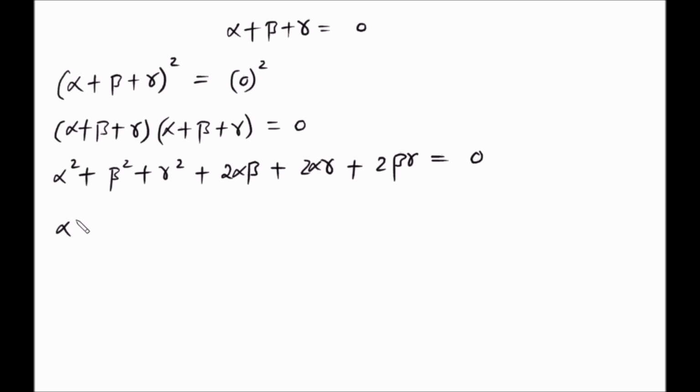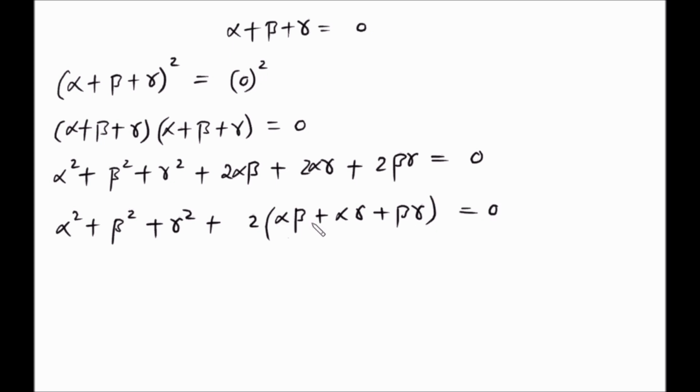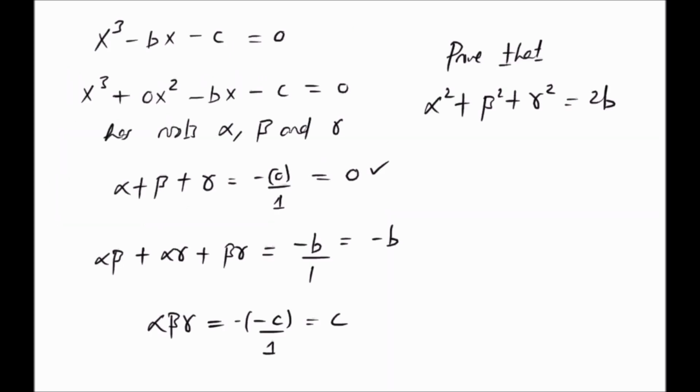Kwa hii itakuwa ni alpha squared plus beta squared plus gamma squared. Now hapa naweza nikatoa nje 2, kwa hiyo nitabaki na alpha beta plus alpha gamma plus beta gamma sawa na 0. Lakini alpha beta plus alpha gamma plus beta gamma ni product sum of the two roots. Ile equation yetu tulopewa, ambayo tulisema ni nini? Tulisema ni negative b. Maana negative b hapa? Yeah. So itakuwaje sasa?